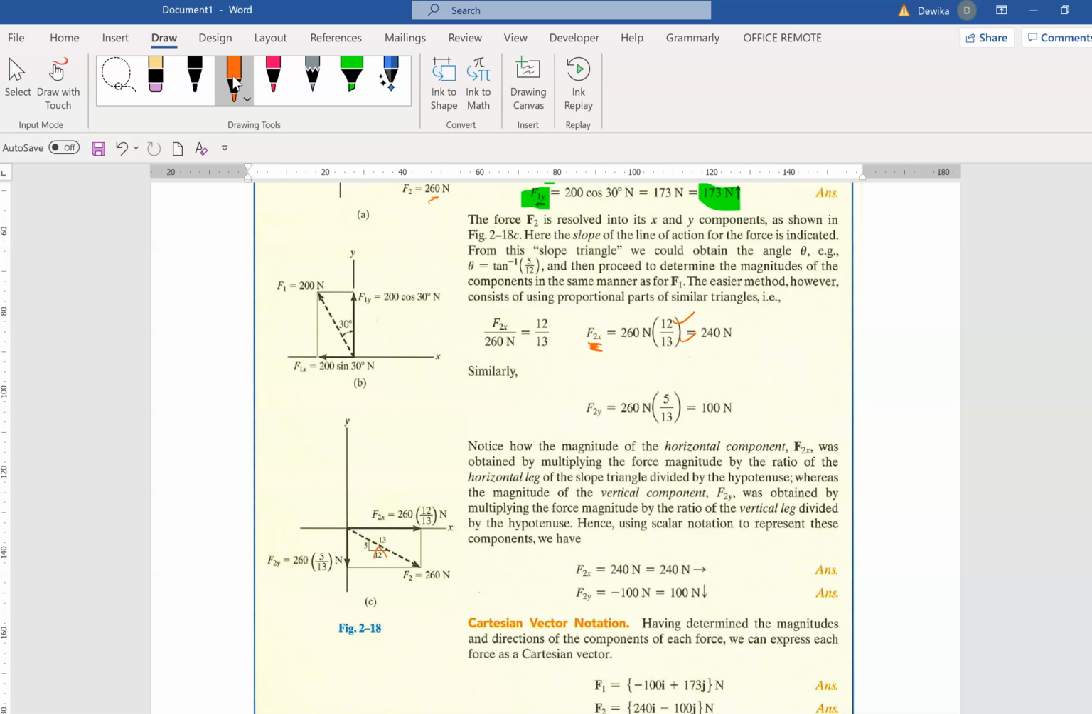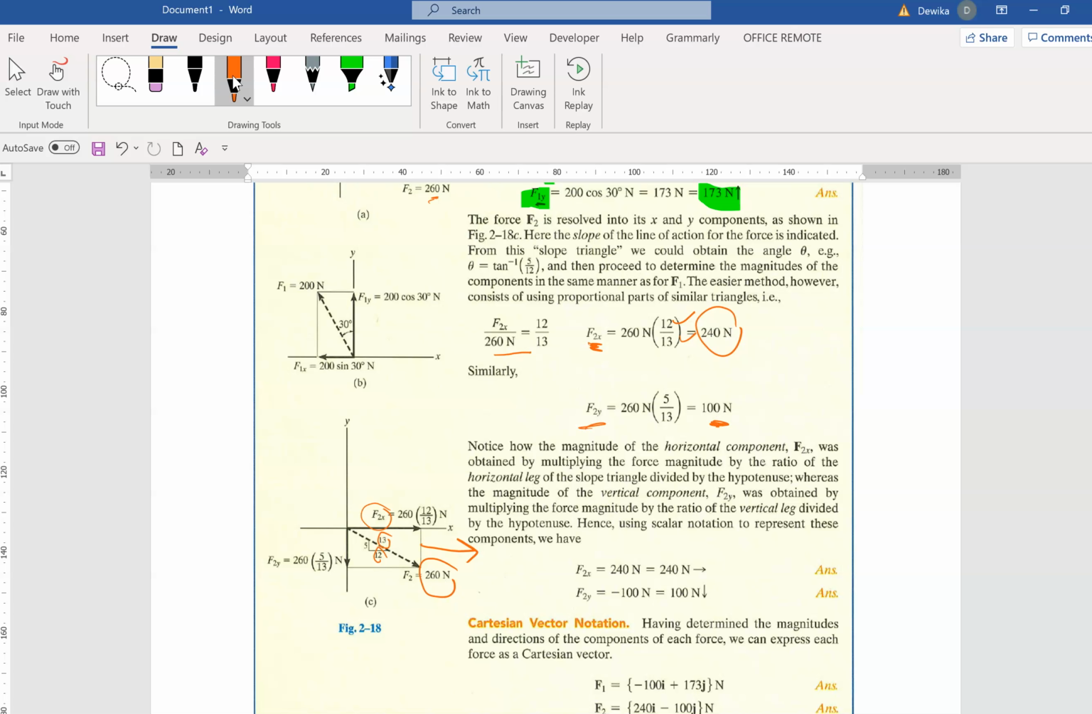So I always take 12 over 13, which is equivalent to the flat one, right? f2x over 260. Can you see that? So you get f2x as 240. You have a positive value because it's pointing this way. This is positive.